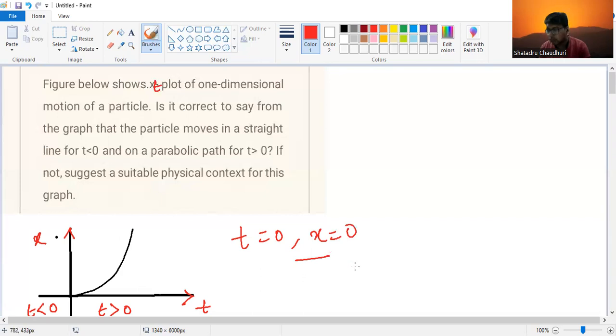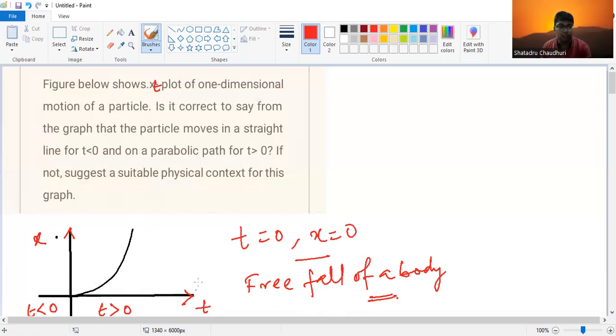And eventually the displacement is a square function of time. So if at t equal to 0, x equal to 0, and then the body follows a curve, that means the body is gaining some acceleration. So from this particular graph, we can say that the body is falling freely. This is a graph of free fall of a body. Due to acceleration due to gravity, the displacement becomes a parabolic function of time. Since we have s equal to ut plus half at square, s is a function of time square. That's why we are getting this parabolic type of graph.